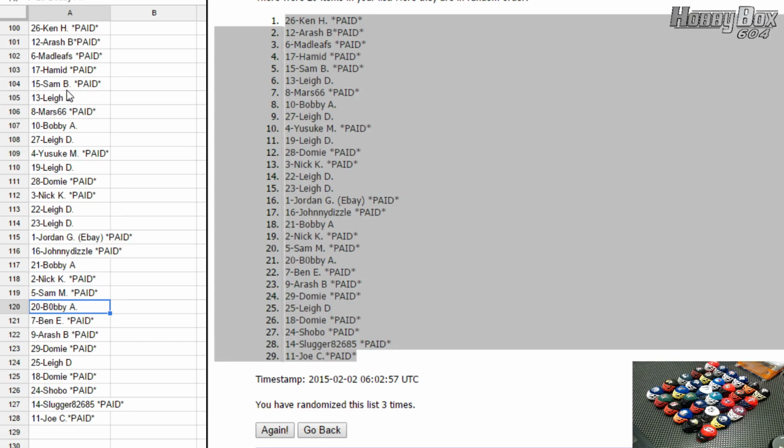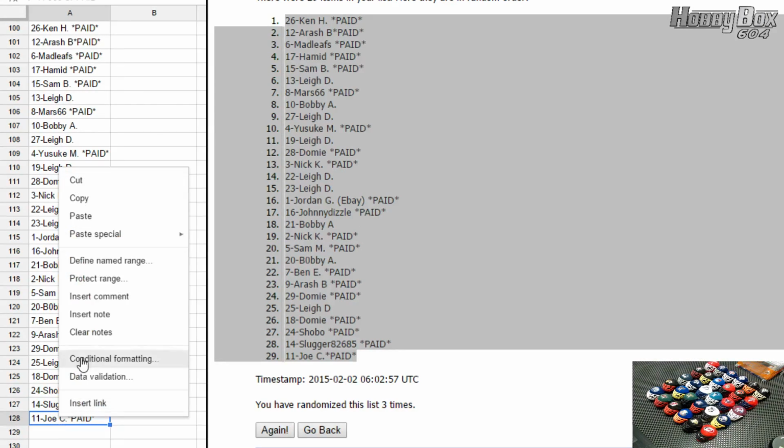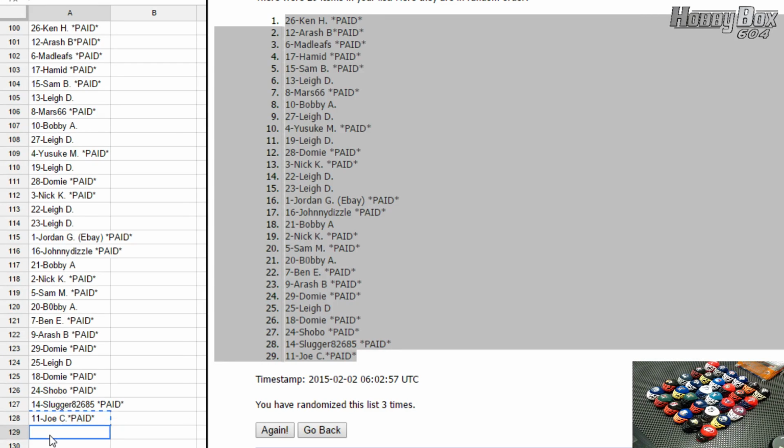Sam 20, Bobby 21, Ben 22, Arash 23, Domi 24, Elite 25, Domi 26, Shobo 27, Slugger 28, and Joe C with 29 as well as a 30. Joe will have two spots right there.